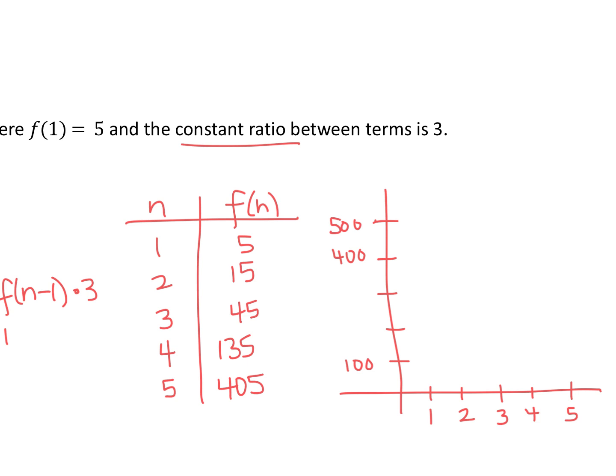Okay, so when x is 1, y is 5, so it's like barely above the x-axis. 2, we're at 15, again, that's barely above. 3 is 45, so now we're about halfway up to 100. 4 is 135, so we're definitely above 100, not quite halfway to 200, and then for 5, we're a tiny bit above 400. So we've got that curve going on as it's growing.